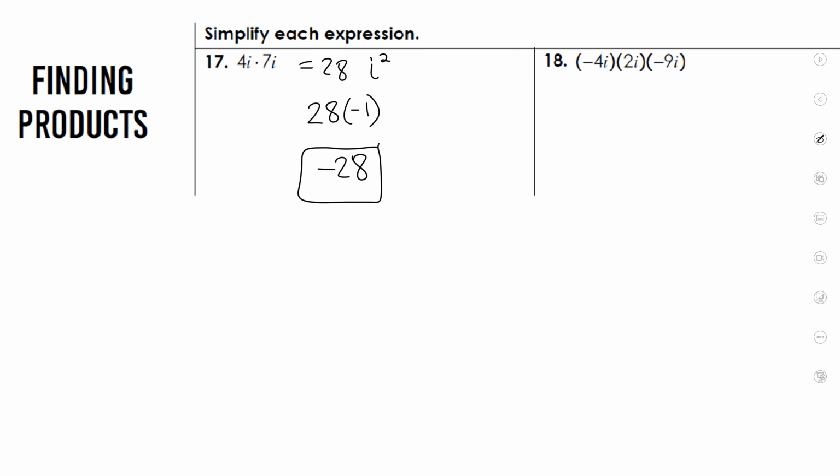Next one, voices off, please. So now we have -4 times 2 is -8. -8 times -9, 72. Okay, and I have 3 I's, so that's I cubed. And we can break this apart just like we did in the examples. I always start off with an I squared, and I need 3 of them. So I'm going to multiply by another I. I squared is just -1. So my answer is -72i.